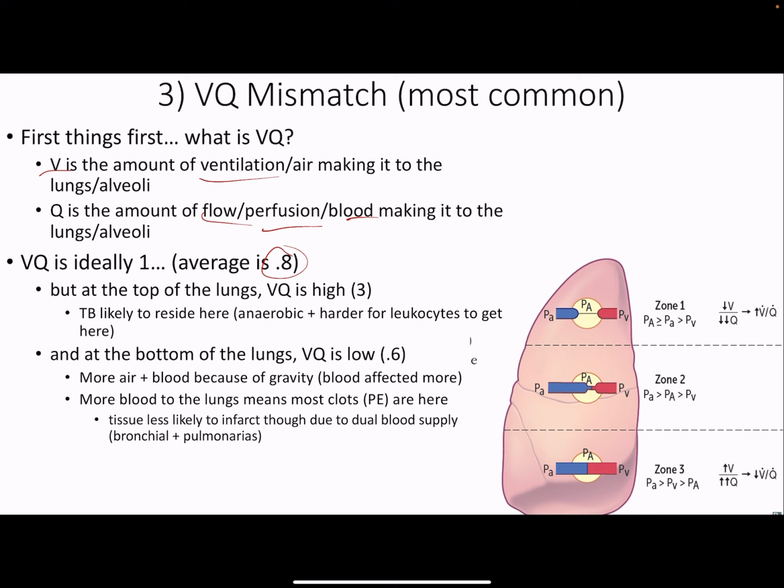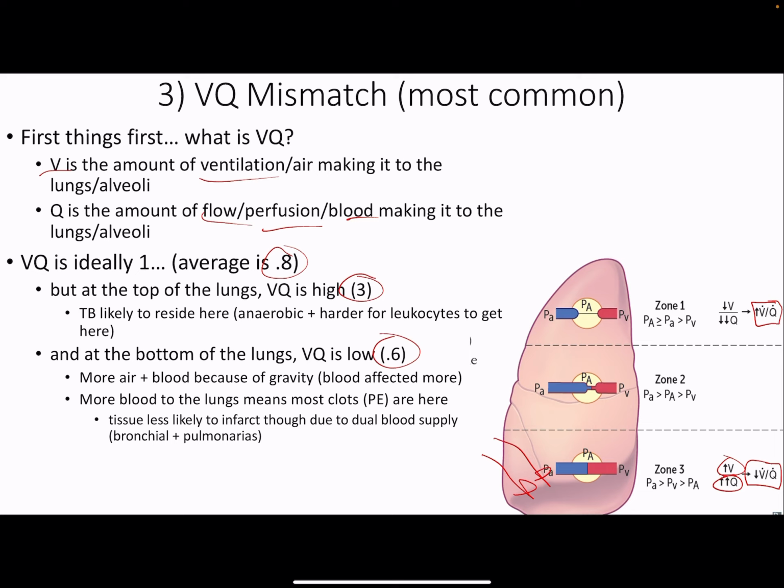Now, gravity plays a role here. Gravity is going to bring more blood and more air to the lower lobes. Having said that, gravity is going to affect blood more than it affects air. So much more blood goes here compared to how much air goes here that overall you have a low VQ in the lower lobes. And there you have the opposite problem. You have a higher VQ in the upper lobes. So it's about 3 in the upper lobes and about 0.6 in the lower lobes.